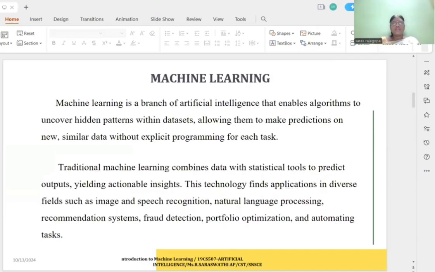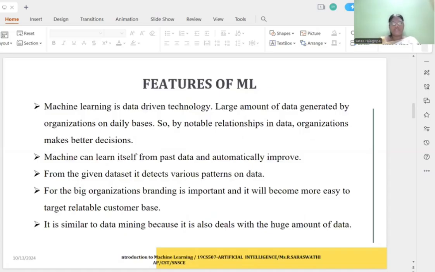Machine learning is a branch of artificial intelligence that enables algorithms to uncover hidden patterns within the dataset. It allows them to make predictions on new similar data without explicit programming for each task. Traditional machine learning combines data with statistical tools to predict the output, yielding actionable insights. The technology finds application in diverse fields such as image and speech recognition, natural language processing, recommendation systems, fraud detection, portfolio optimization, and automating tasks. These are some of the features of machine learning.